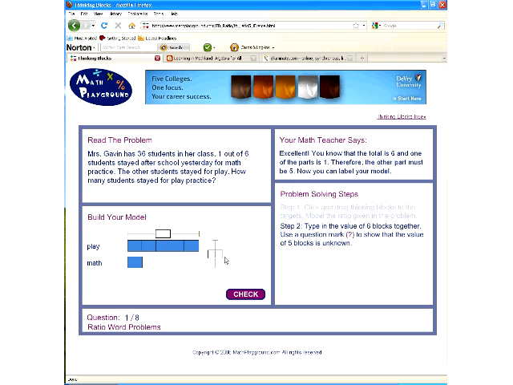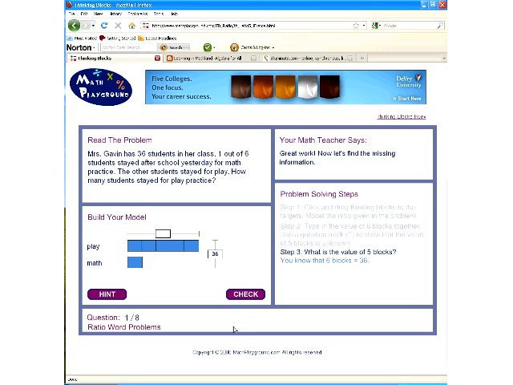We're asked to type in some information in this area, which would give us the total amount. So we were told in the problem that there are 36 students in the class, so we'll enter 36 there. What we're trying to find out is how many students stayed for play practice, so we're going to type in a question mark there. Now we can check our work. Okay, we're told this is great work. We're going to find the missing information now. And we're given a little hint.